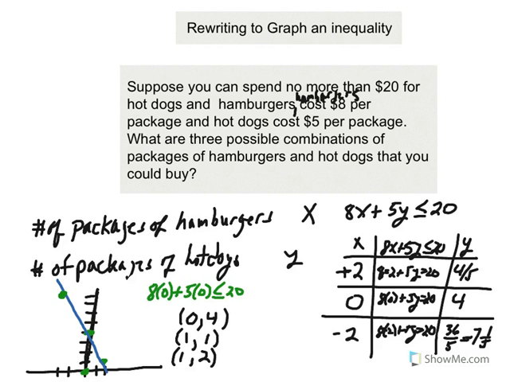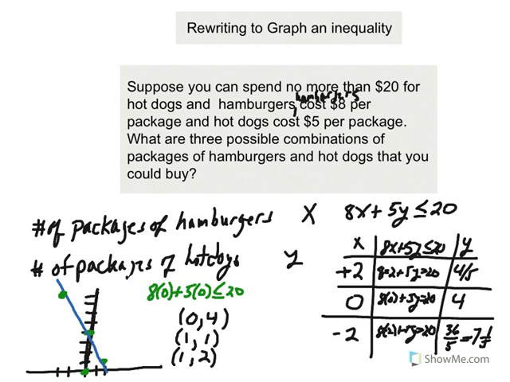Here's the solution. Pay careful attention that you cannot use the solution of -2, 7 1/5, or 2, 4/5 as a solution to the final question, because 4/5 and 7 1/5, they're both fractions. You can't buy fractions of packages of hamburgers and hot dogs. Also, x is -2. You can't buy negative hot dogs or negative hamburgers. That doesn't make any sense either.